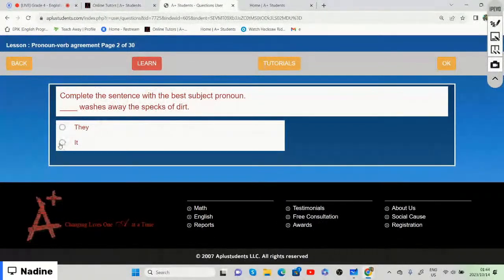Then washes away the specks of dirt. Do we say they washes away the specks of dirt or it washes away the specks of dirt? They or it. So we can say it washes away the specks of dirt.